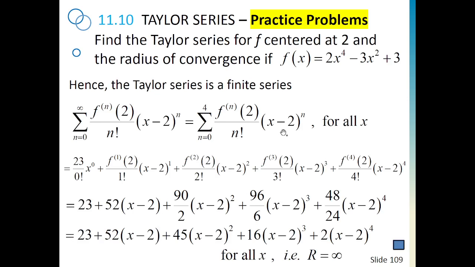But this time it's centered at 2. So we have (x minus 2) to the power n, and all the derivatives are evaluated at 2. So we now plug the pieces together, do some algebra, and we get a polynomial of degree 4. Obviously it's equal to this, but just rewritten differently, and it's centered at x equals 2.